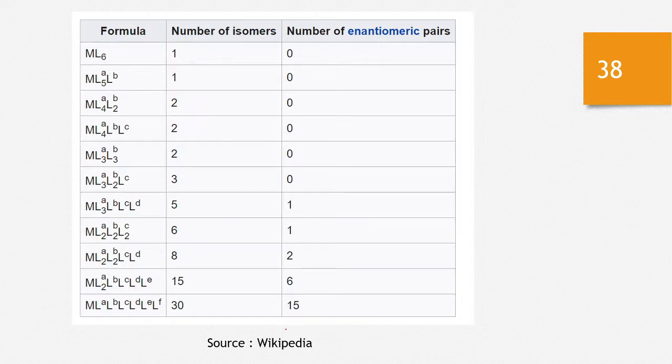This is from Wikipedia. I saw this information, and what we are discussing here is the same thing. ML6 has only one isomer, ML5L', this is La and this is Lb, and then you see what we said: Ma5b has only one isomer, right? And when we come to this Ma4b2, we have two isomers, and still we don't have optically active enantiomeric pairs.